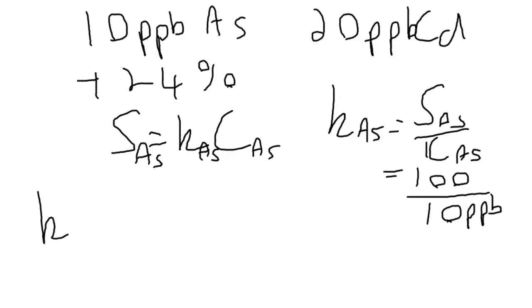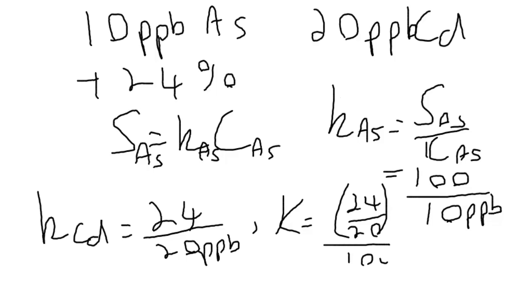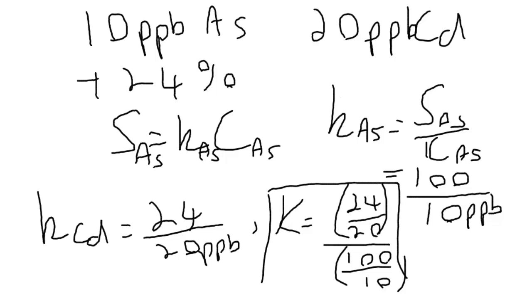And we can do the same thing for our interference, for cadmium, and say that the signal is going to be 24 and the concentration is 20. And we can put those together for our selectivity coefficient, and it's interferent over analyte. So this is going to be 24 over 20 divided by 100 over 10. And if you do that calculation, we end up with a value of 0.12.